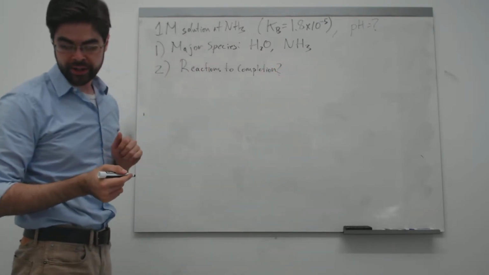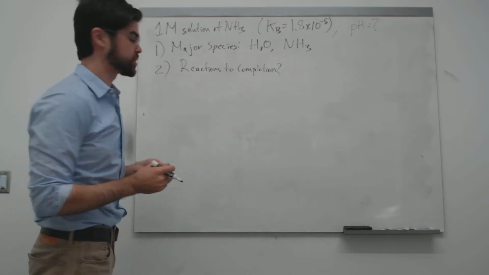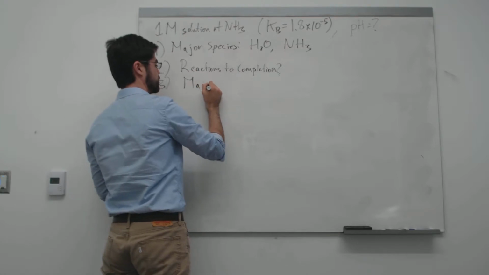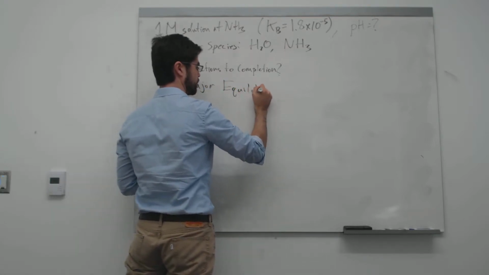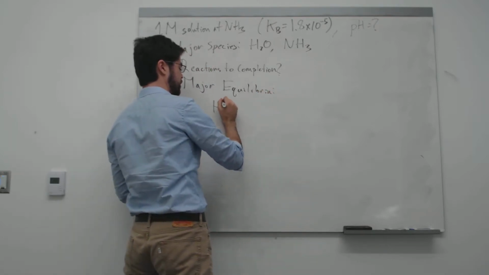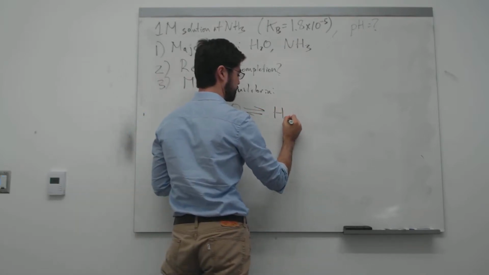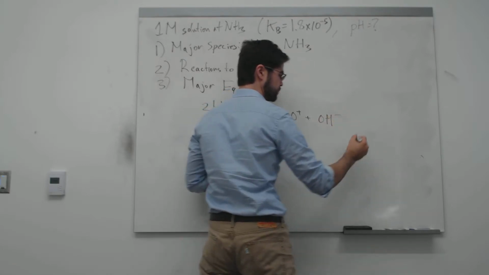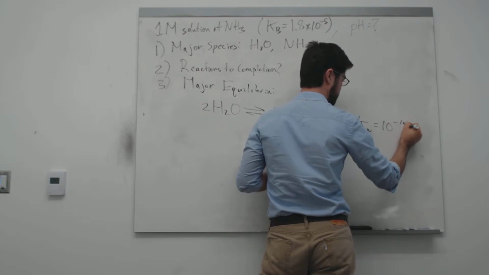Essentially, no, there are no reactions here that go to completion, so we don't have to concern ourselves with that. The third part here is to consider the major or the dominant equilibrium. There are two here. As always, we have the autoprotolysis of water, for which the K is 10 to the negative 14.